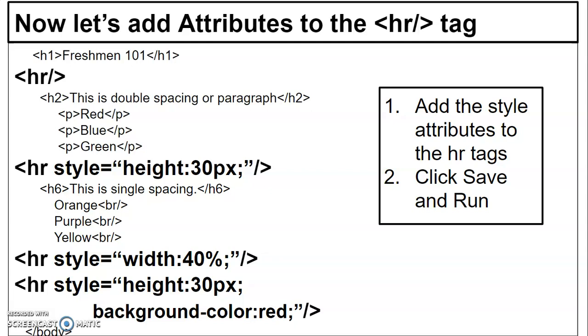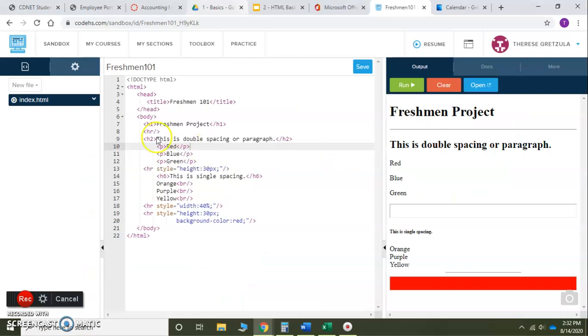Background dash color, colon, red, semicolon, and then a quotation. You do not have to hit enter. All right, so now we're going to put those in. I'll show you where I put them.